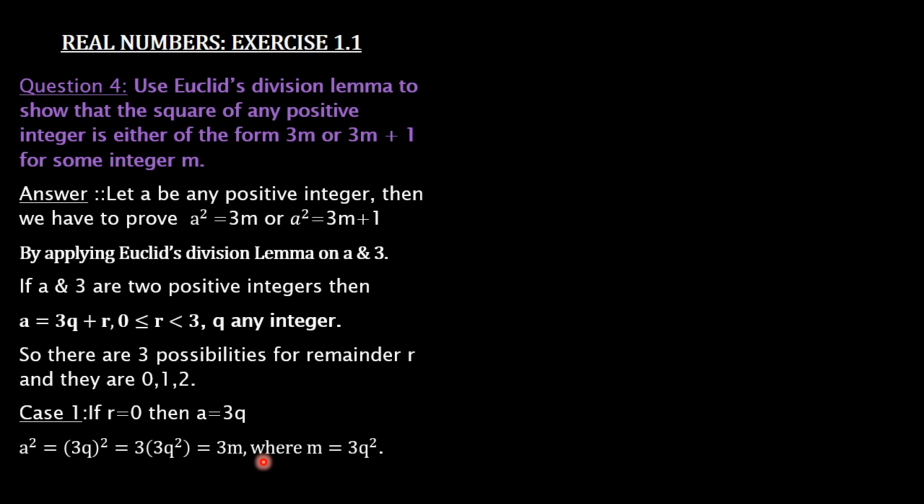So since we have to prove this, m can be any integer. So we are choosing, let m be 3q square in this case. Okay. Then we have our a square equal to 3m. Then what is the second case?